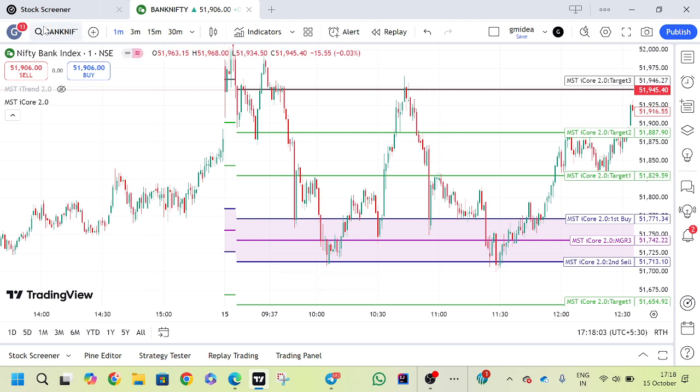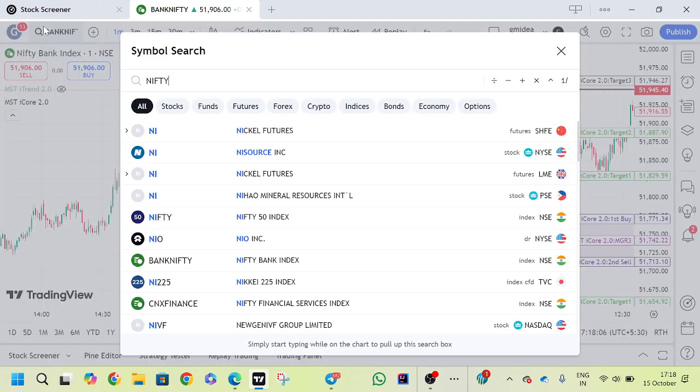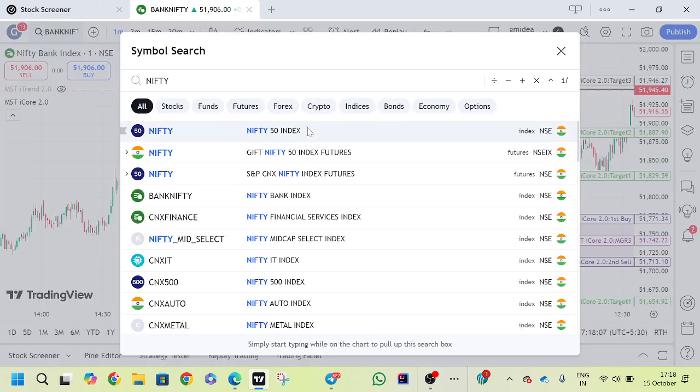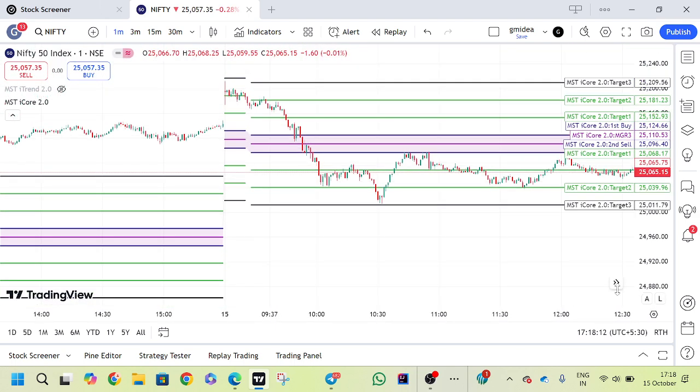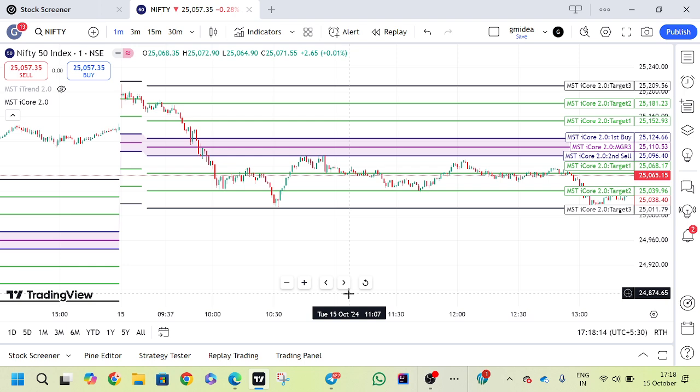Now you can ask me what happened to Nifty. Why are you not showing Nifty? Because our aim is not to trade in all the scripts, but to trade in any one script and be a profitable trader. That's all.